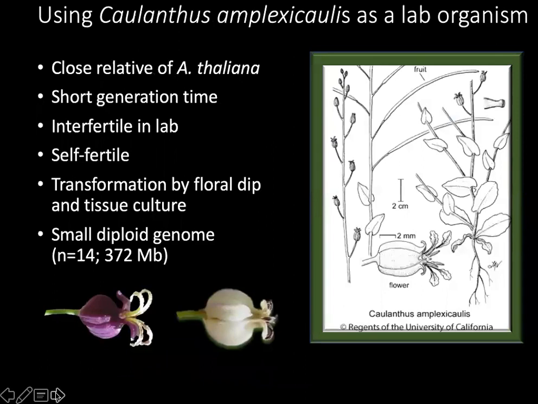The plant that I use to understand serpentine tolerance is Caulanthus amplexicaulis, which is a great lab organism. It is a close relative of Arabidopsis thaliana, our model organism. It has a short generation time. It is self-fertile. We can transform it by floral dipping and tissue culture methods. And it also has a small diploid genome with a haploid chromosome number of 14 and a genome size of 372 megabases.